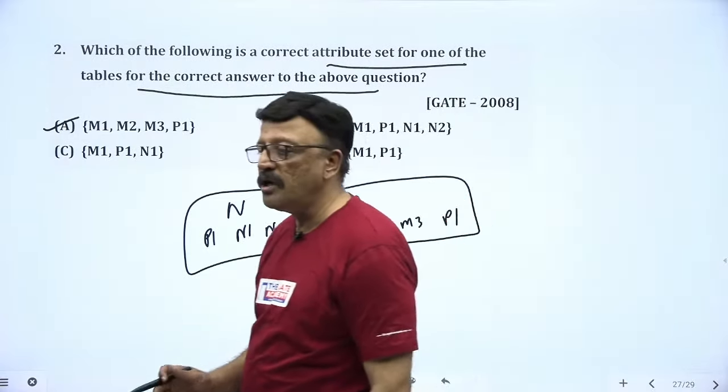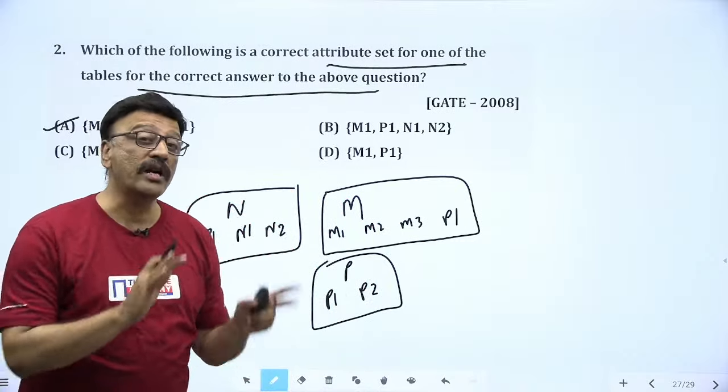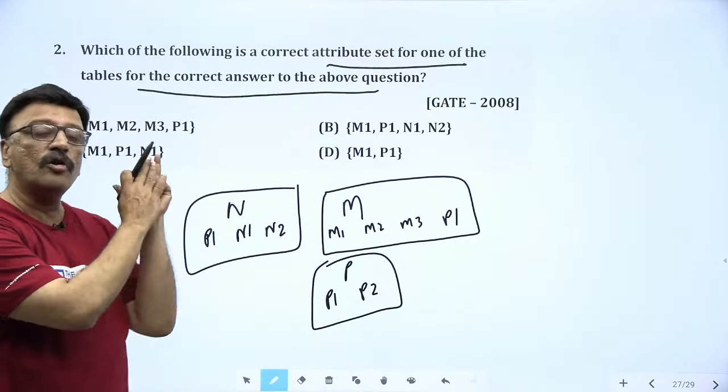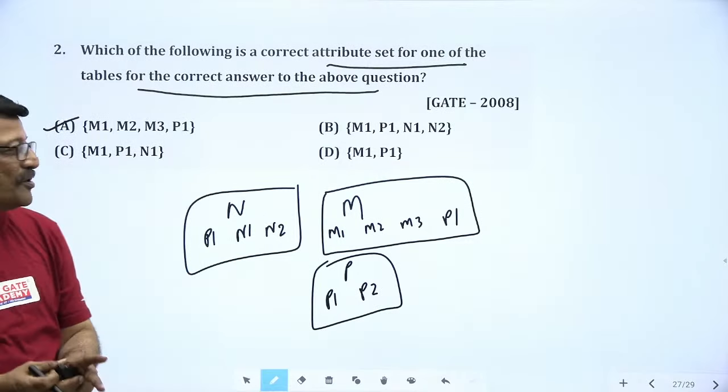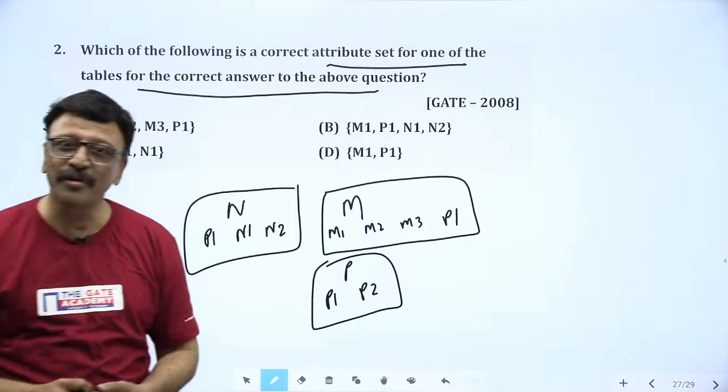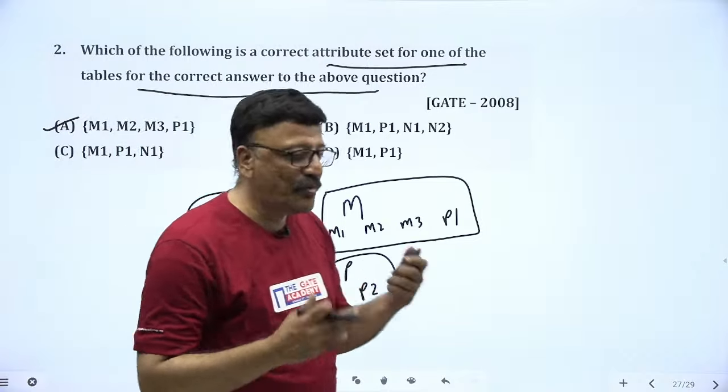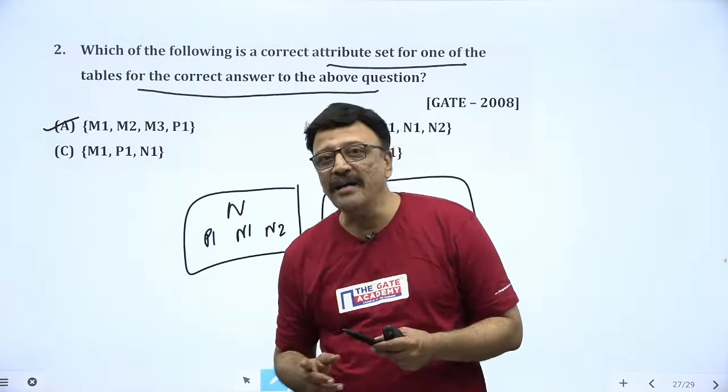But this is possible only if you have transformed, in the previous question, that entire diagram into the tables. Once you found the tables, the attribute set can be found. So this was the tour of ER diagram and relational model.